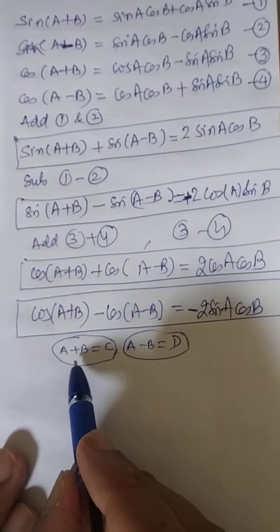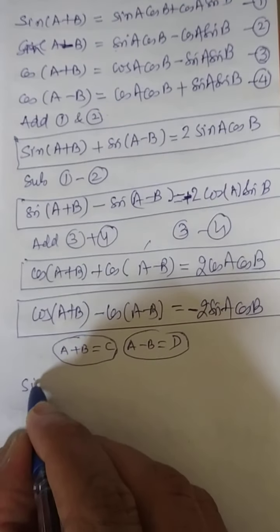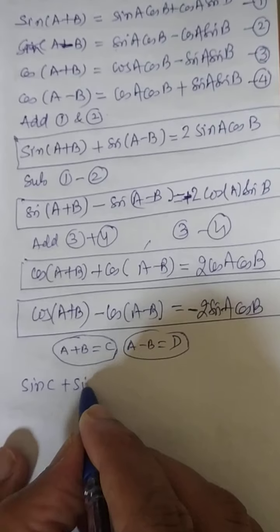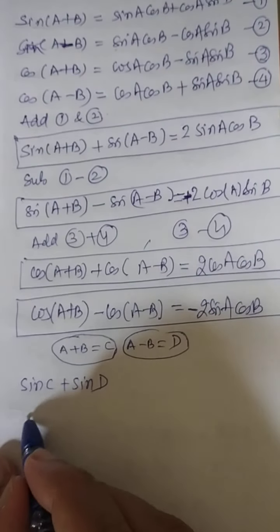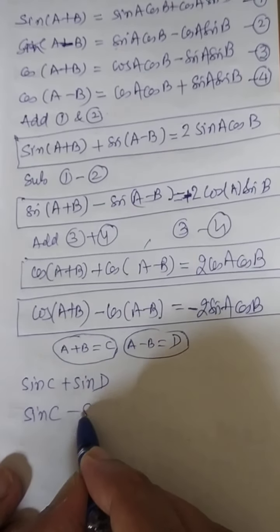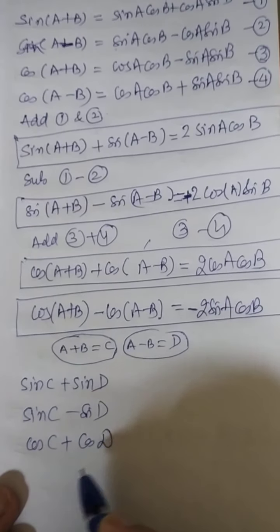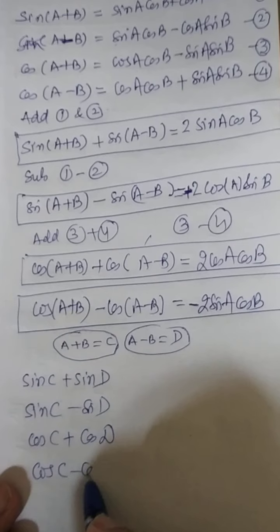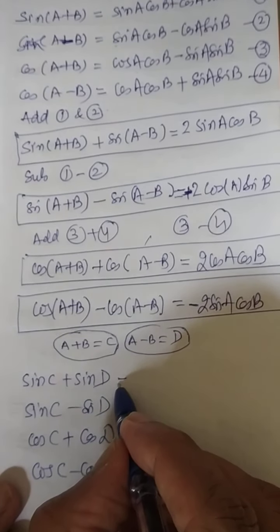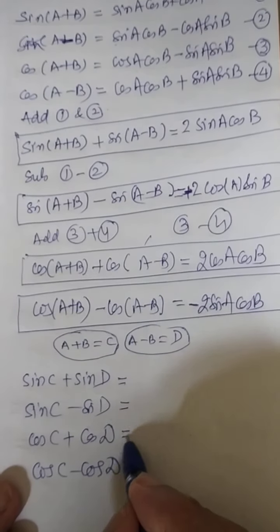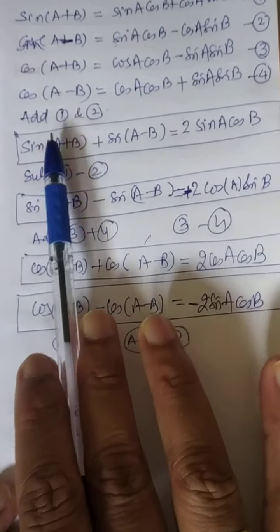Now if I am writing, so first will be nothing but sin c plus sin d. Okay? What about the second? Sin c minus sin d. Third one, cos c plus cos d. Fourth one, cos c minus cos d. These are nothing but the 4. So the right side there will be changes. No? I am changing here c and d.